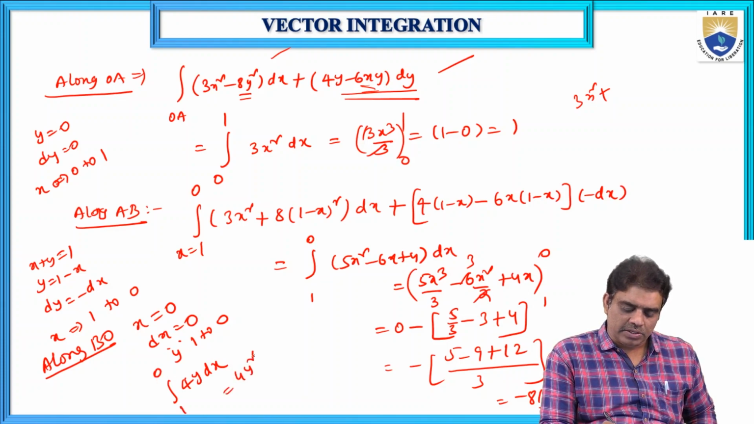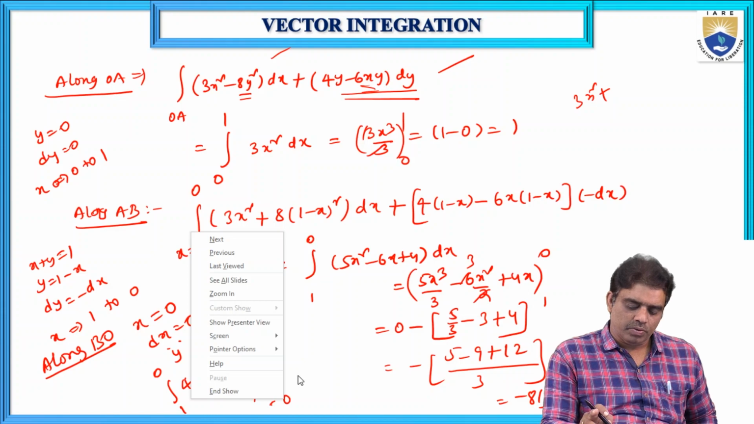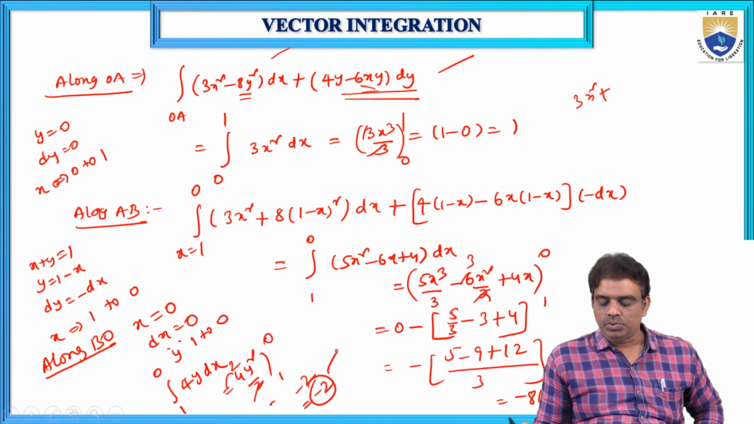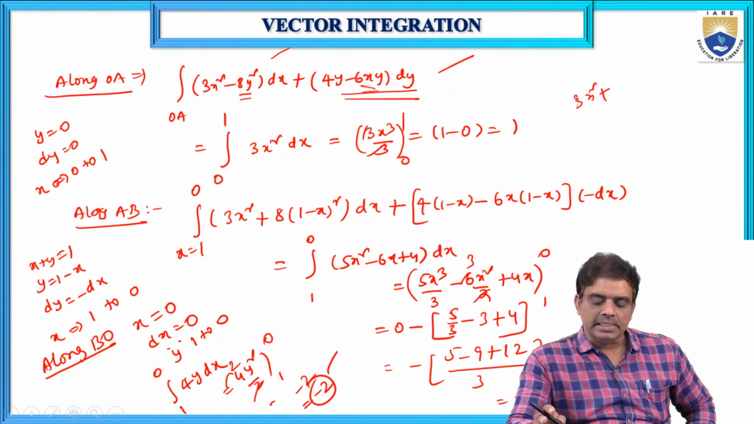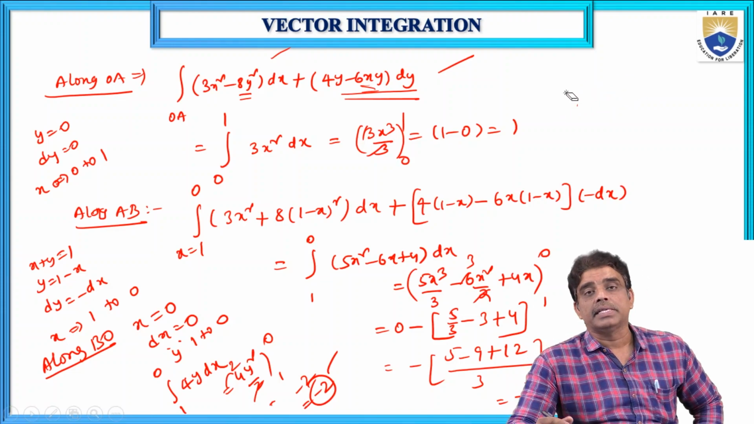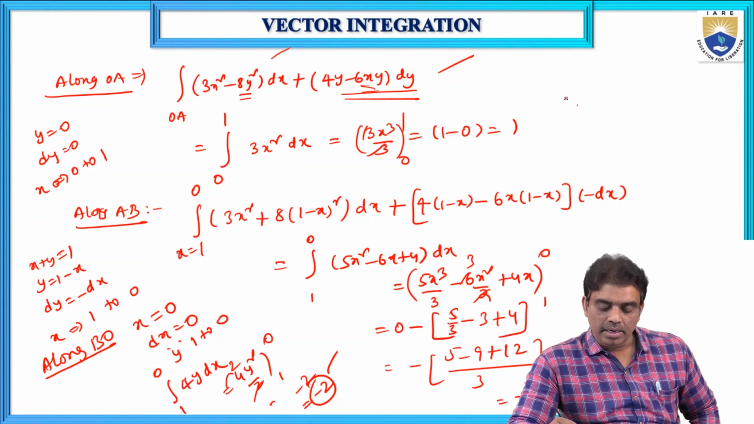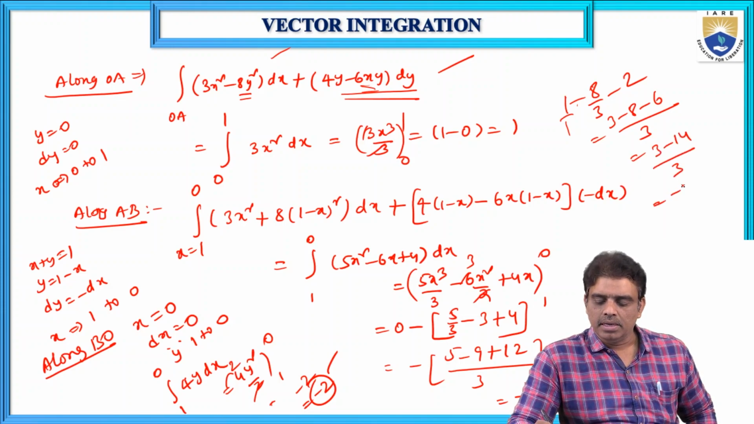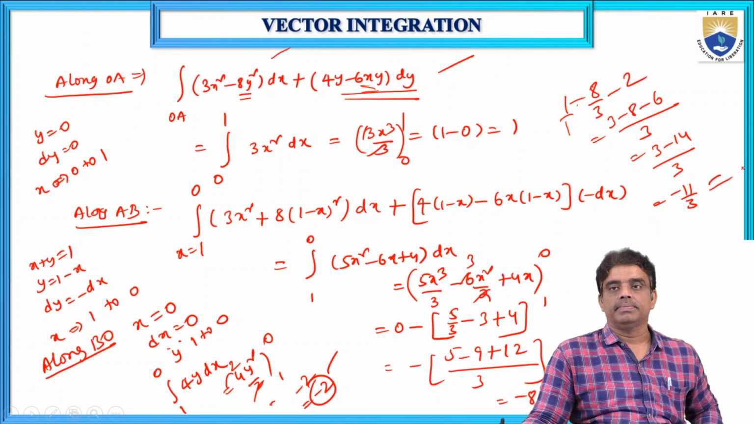This is 4y square by 2 between 1 and 0. That is 2, 0. So what will you get? y at 0 minus 2, so this value is minus 2. Therefore, on adding all these three values along OA plus along AB plus along BC, you will get 1 minus 8 by 3 minus 2. Or with 3 as LCM, 3 minus 8 minus 6, that is equal to 3 minus 14 by 3, or minus 11 by 3, is the first value.